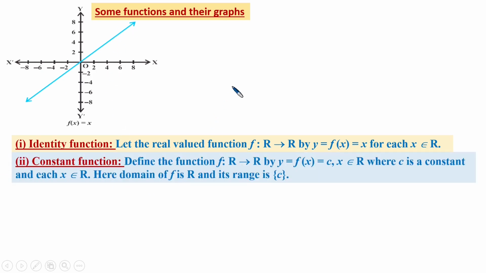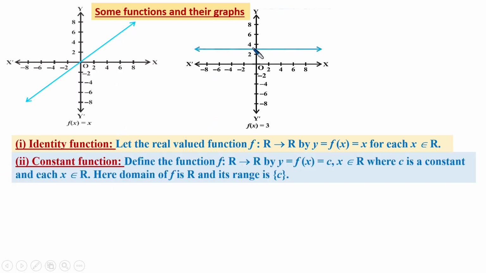Similarly, you have a constant function. This is your constant function, that is y equal to c, constant for all x. So here the domain of x is R. Okay, it can be shifted anywhere, and its range is c. So its range is only one value, that is c.